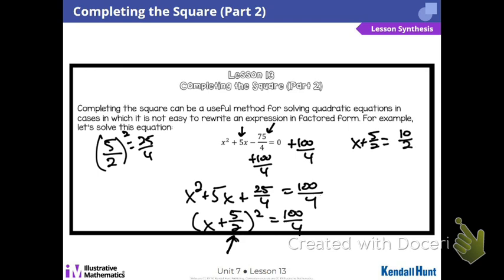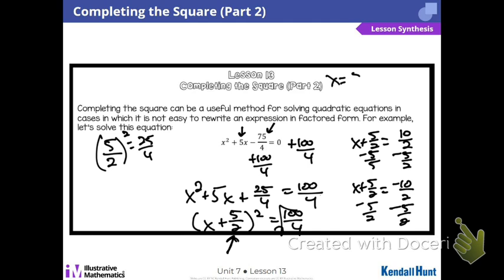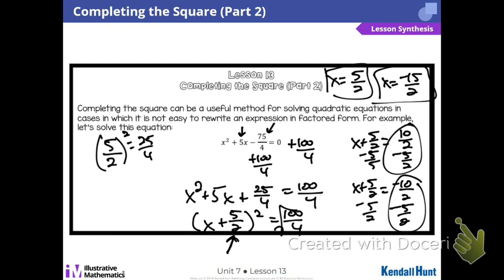And this 100/4 is nice because this means that x plus 5 halves can equal 10 halves, right? The square root of 100/4 is 10 halves. Or x plus 5 halves can equal negative 10 halves. So I'm going to subtract 5 halves from both sides. And we get two answers. We get 10 halves minus 5 halves, which is 5 halves. And we get negative 15 halves. So this parabola must cross twice, right? Cool. All about completing the square, adding to get B, multiplying to get C, and making that equation work for us. Get after that homework, y'all.